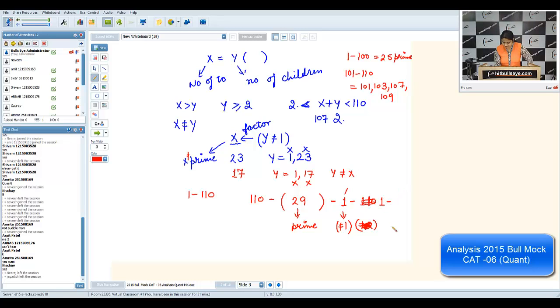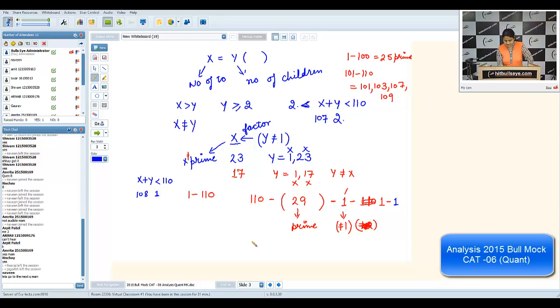And 108 is also not possible. Why so? See, my condition is, if I take x as 108, y will be 1 in that case. That is the only possibility I can take, but this is not possible. So corresponding to 108, I am subtracting one more 1. That's why we are left with these many choices. So this is the answer.